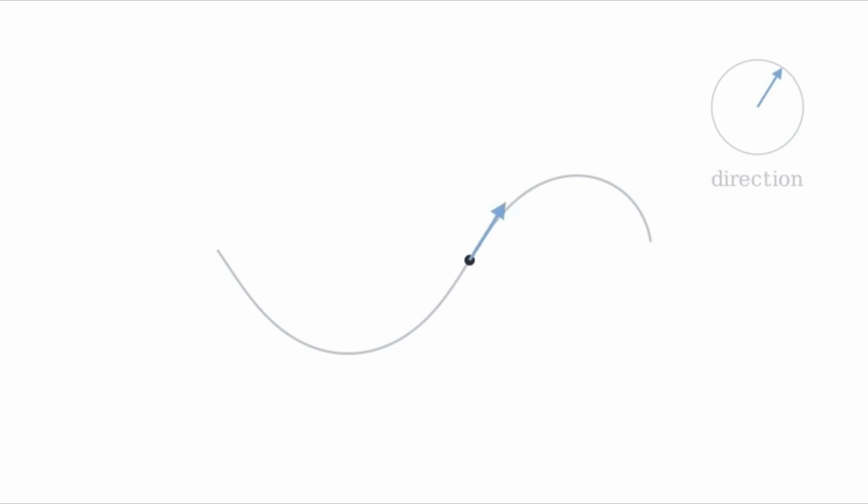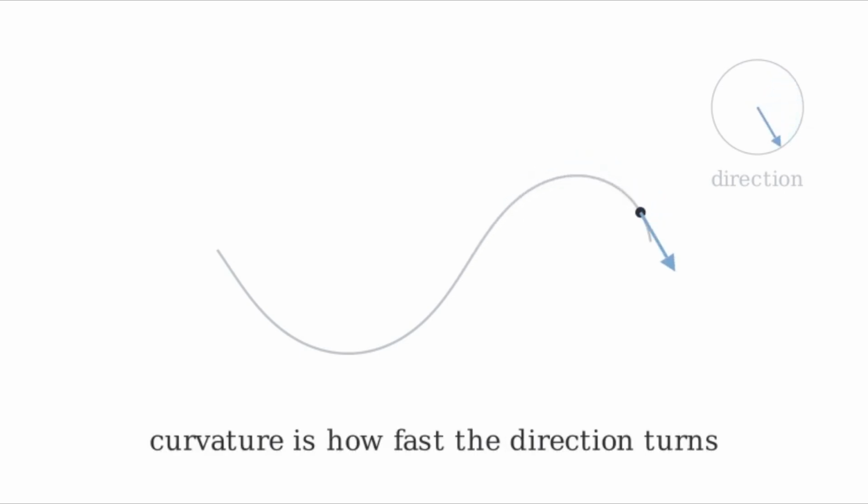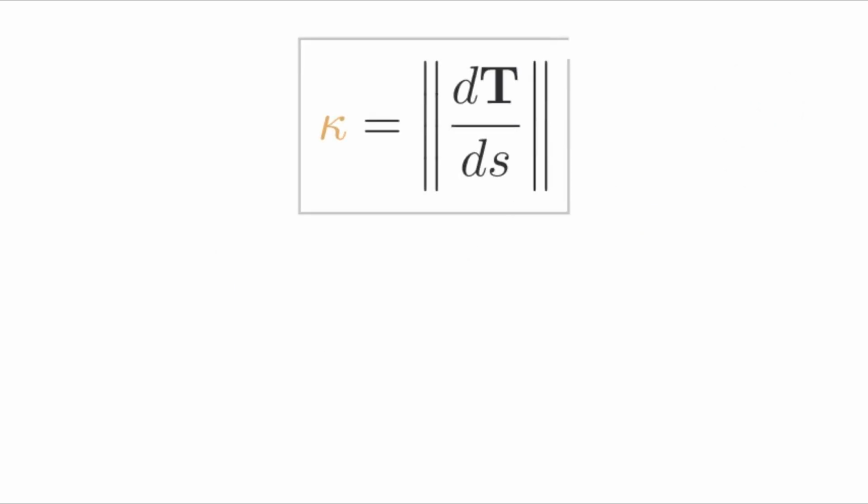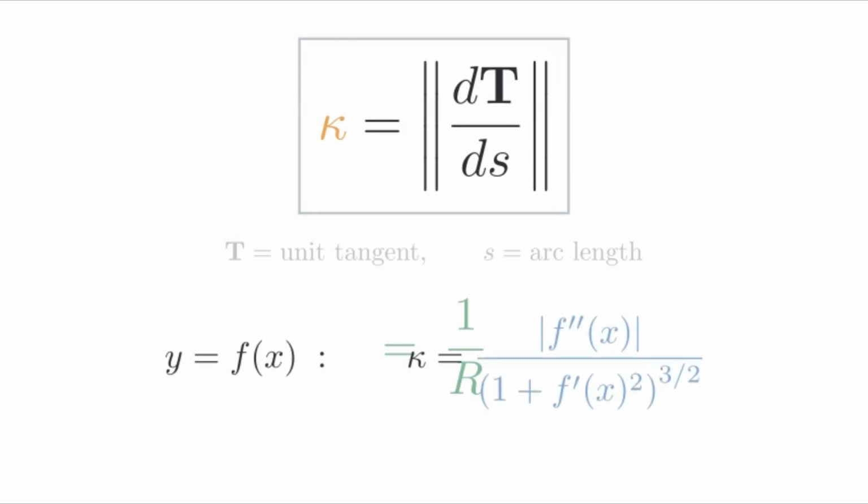Same idea from the other side. Walk the curve at a steady pace, and watch your direction arrow. Curvature is just how fast that arrow turns. Formally, let s be arc length and T the unit tangent. Curvature is the magnitude of dT/ds, turning per unit distance traveled, which is exactly 1 over r.